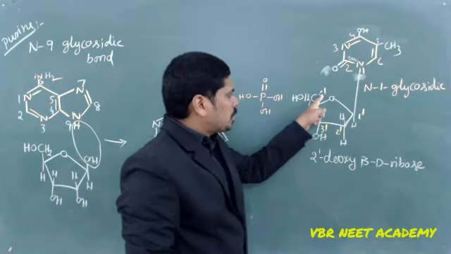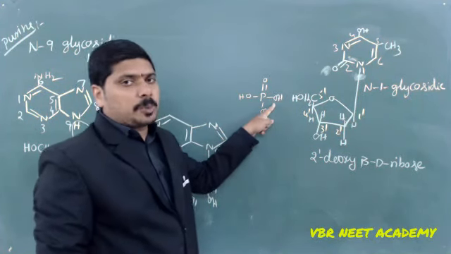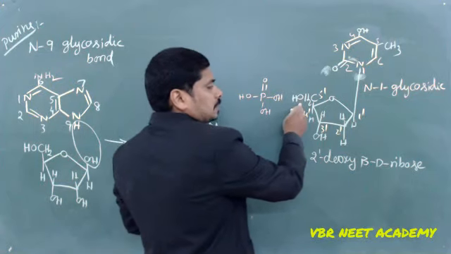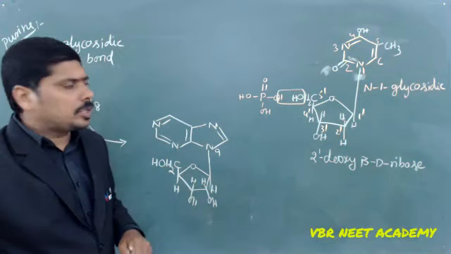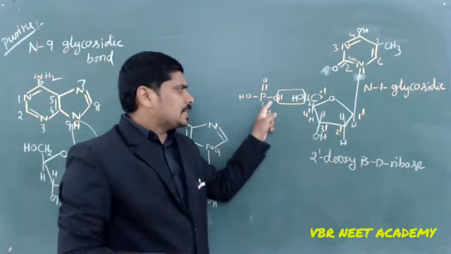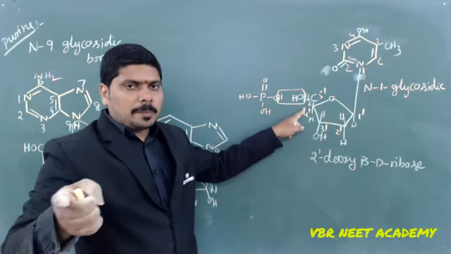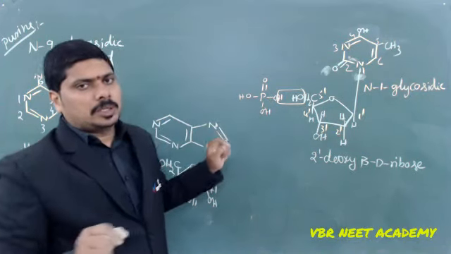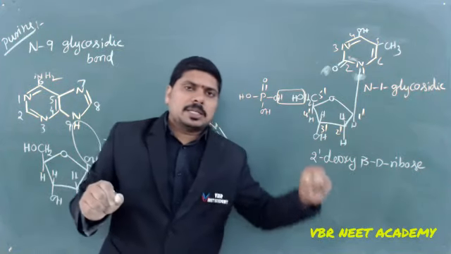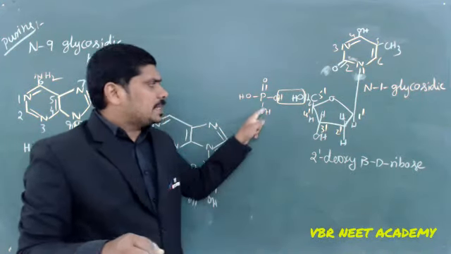Now the 5' position CH2OH alcohol is going to react with an acid, phosphoric acid. A water molecule is going to come out, so the linkage formed between the acid and the alcohol is called an ester bond. Since it is a phosphoric acid, it is called a phosphoester bond. Usually a carboxylic acid and an alcohol form an ester, but here phosphoric acid and an alcohol are going to form the ester. It's called a phosphoester bond.